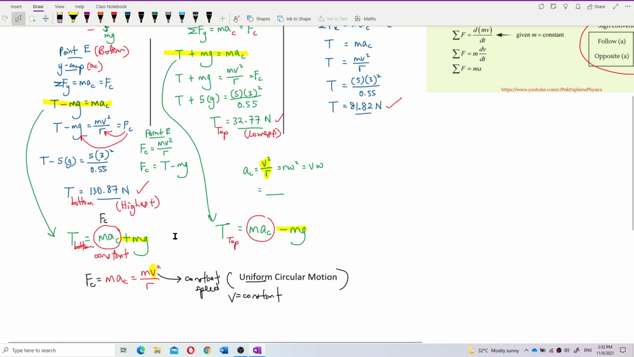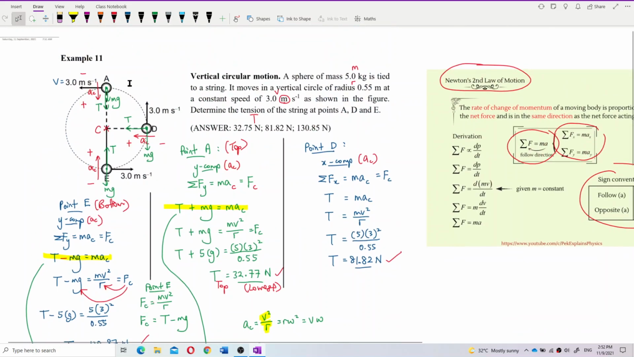So at the top, it has the lowest tension. Why does it have the lowest tension? Because it is minus mg. You minus something, the value becomes smaller. And that's why lowest tension. Minus the own weight. When the ball is at the top, the tension of the string is reduced by the own weight, because the weight is going downward also. So minus the own weight, the tension becomes lower.